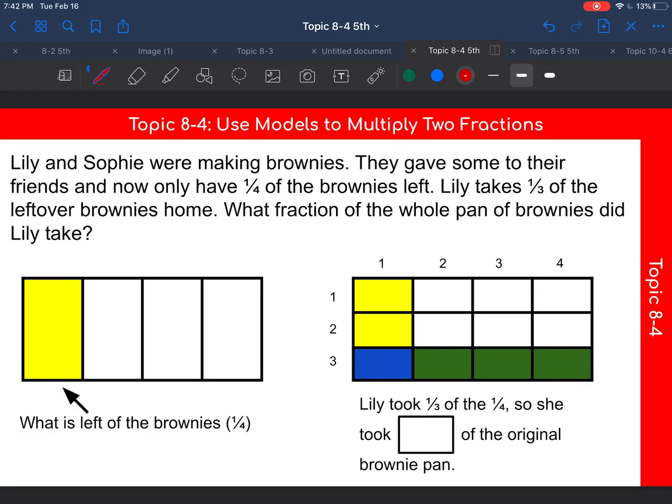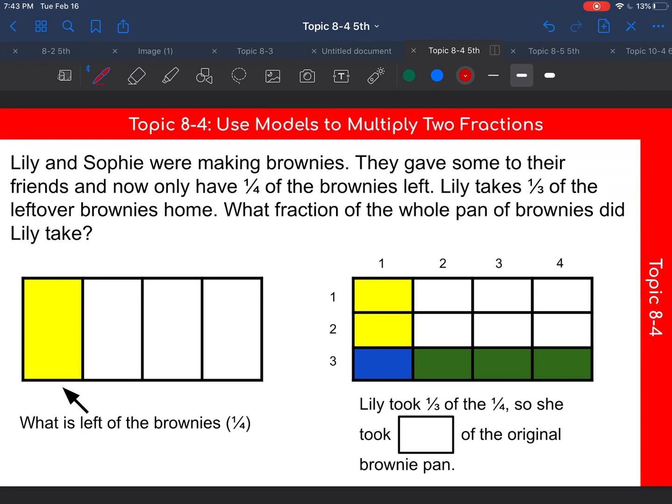Hello, fifth graders. So today we're going to be talking about modeling to multiply fractions. So we've been talking about multiplying a whole number by a fraction and a fraction by a whole number and also modeling them. Now we're going to start talking about multiplying two fractions and we're going to learn how to model this. Now, this may be a little difficult.